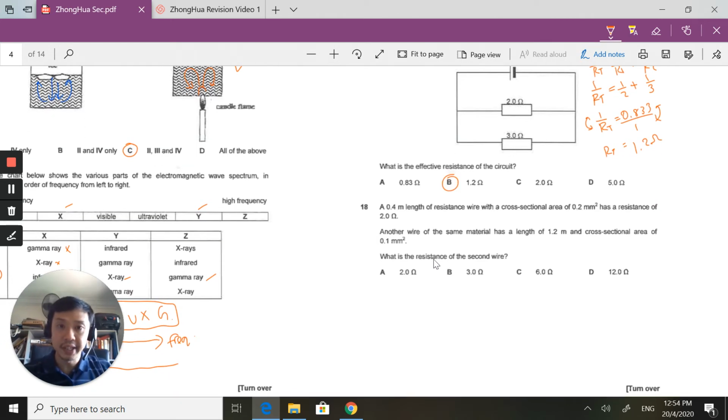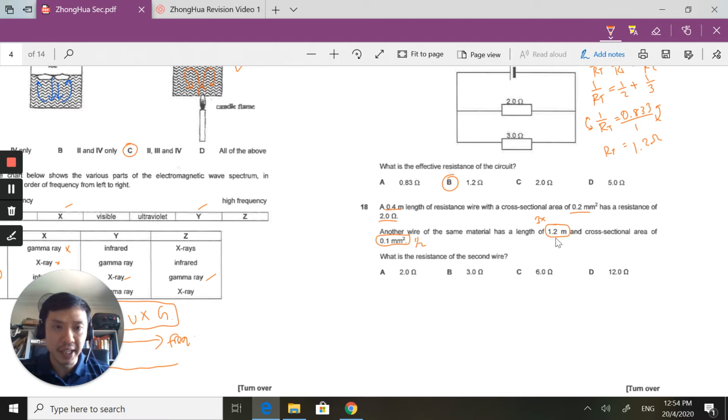Next, I have a length of wire 0.4 meters, cross-sectional area of 0.2, resistance of 2. Now, same material, but this time the length is 3 times the original. Okay, it's 3 times the original, and the cross-sectional area is half of the original. Yeah. So what is the resistance?